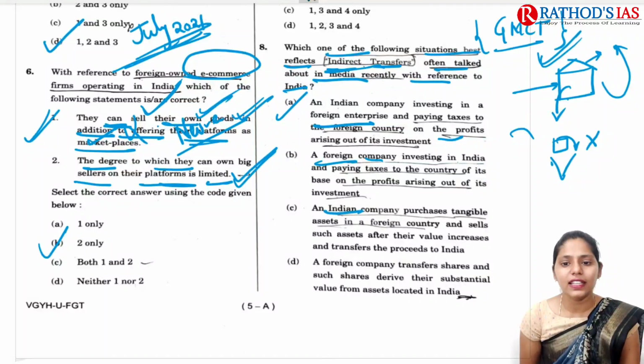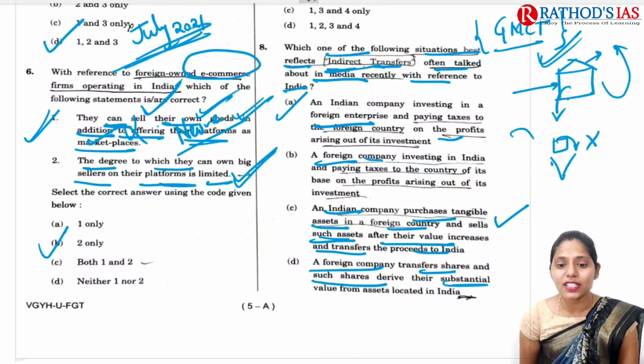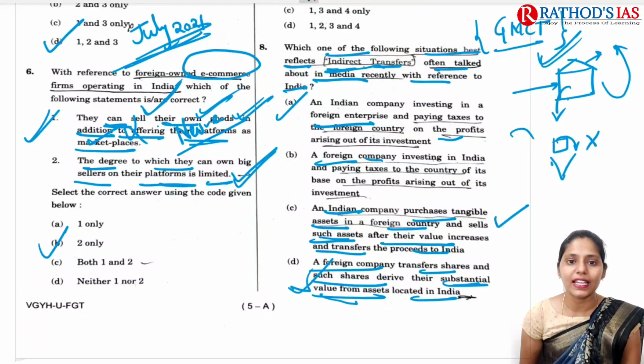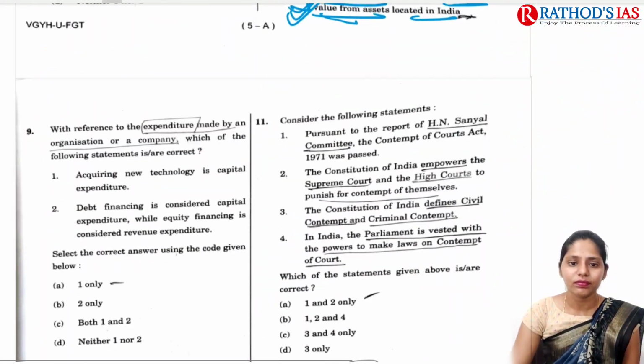And an Indian company purchases tangible assets in a foreign country and sells such assets after their value increases and transfers the proceeds to India. It will also not come under this. A foreign company transfers shares and such shares derive their substantial value from assets located in India. So this mainly comes under indirect transfers. So the correct option for this eighth question is option D.